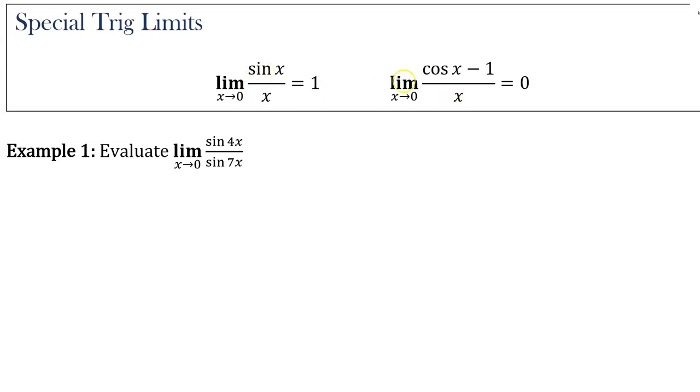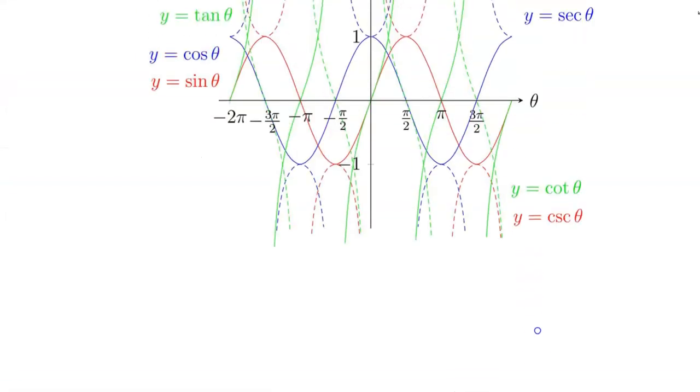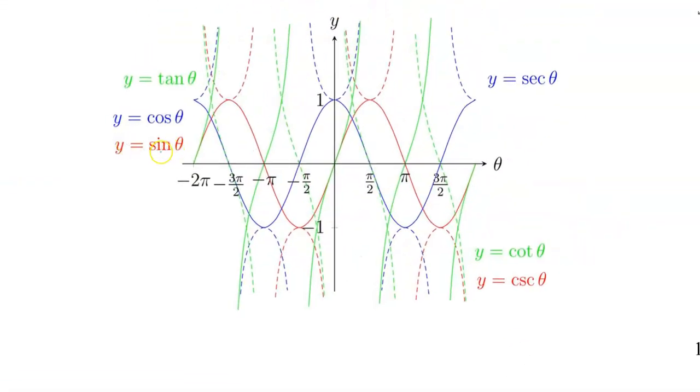Now, why do we have to have these special limits? Well, if sine of x, as x approaches 0, let's look at the graph. Sine x is the solid red. So sine x as x approaches 0 would be 0. And then over x as x approaches 0 would be 0. So you would get 0 over 0, which you can't work with, right? So we have to have that special limit. Otherwise, we would need something else to make it work, the squeeze theorem or something.